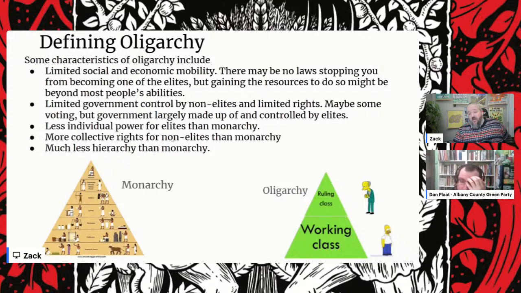More collective rights for non-elites than in monarchy, and much less hierarchy. We've gone from a very multi-tiered system down to basically two classes, the ruling class and the working class. And at this point in oligarchy, that's a fairly impenetrable barrier. It's also not very descriptive of our current situation, which might mean that terms like oligarchy, which were created thousands of years ago, may not be the best language for us today. Yeah, as capitalism evolves. Sure. I accept that.